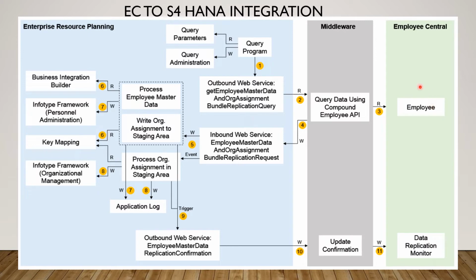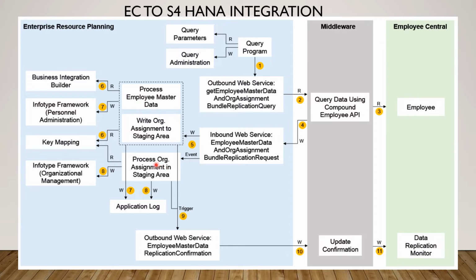Then it collects the data with the compound employee API query. Then it goes with a write call and reaches back into the ERP system, and its inbound web service calls the employee master or bundle replication request. So the request has been received. Then the fifth step is the event. After that event, it processes in what is called a staging area. In the staging area, you cannot replicate the data at the same time, so it gets saved into the staging tables, and after that it gets written into the ERP system.